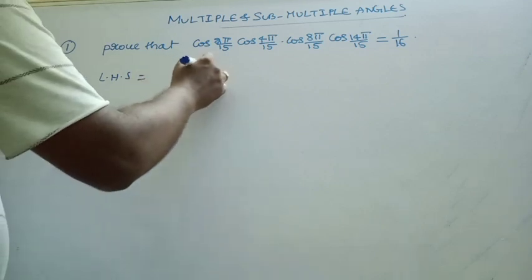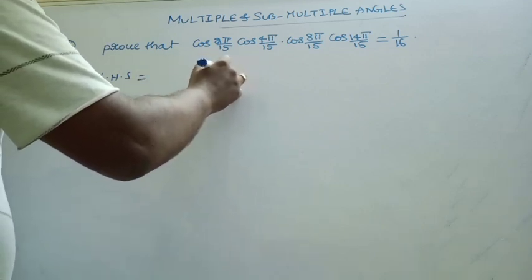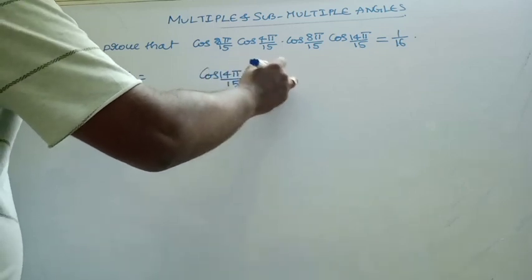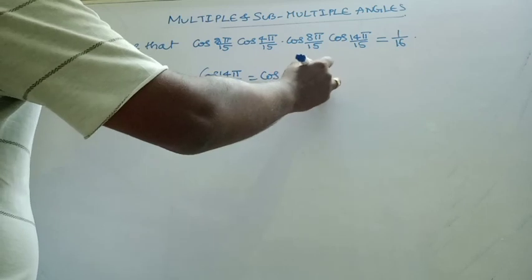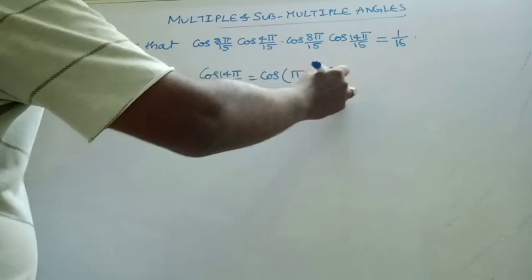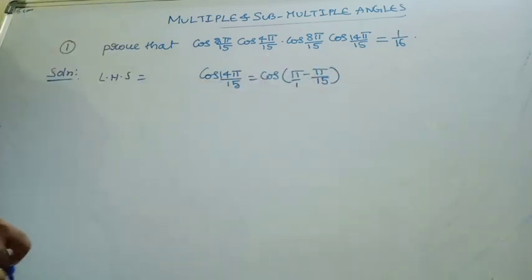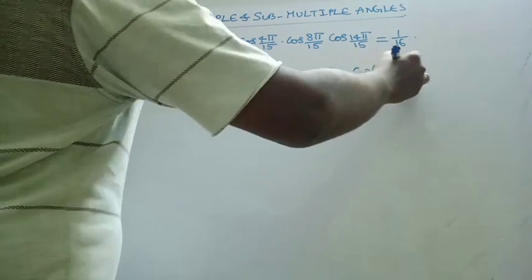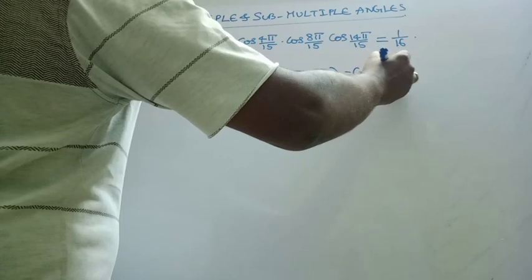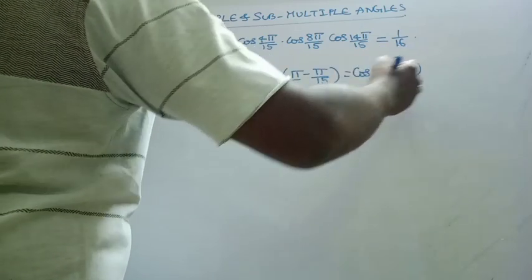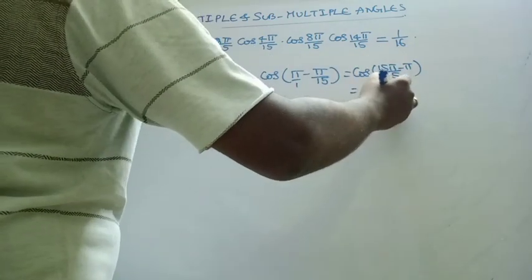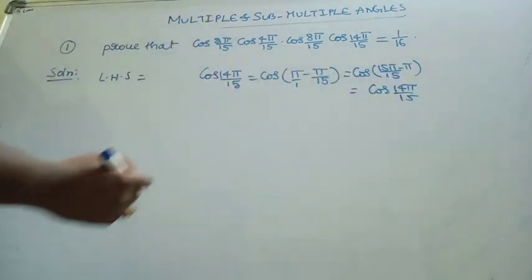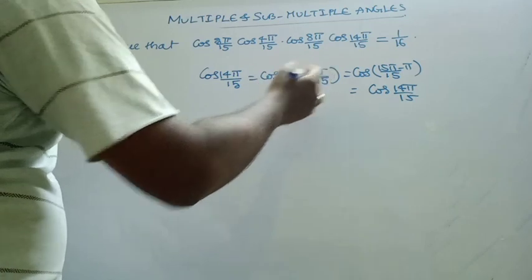You see, my dear students, in the left hand side part, this 14π/15 is nothing but cos of π minus π/15. We are having it like this: 15π minus π, that is cos 14π/15. And of course, for cos 14π/15, we can write it as π minus θ.